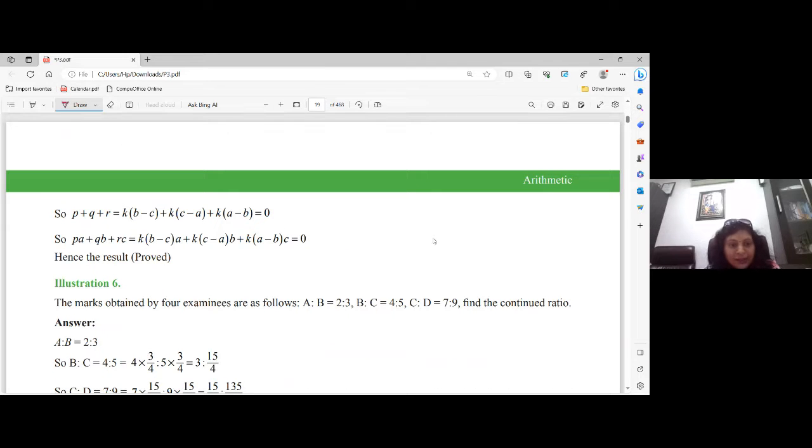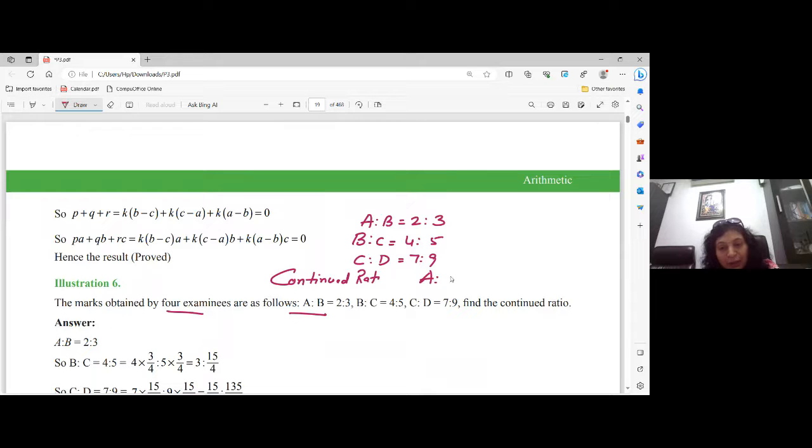Now the question says, the marks obtained by 4 examinees are as follows. A is to B is 2 is to 3, B is to C is 4 is to 5, and C is to D is 7 is to 9. Now you want to find the continued ratio. What does continued ratio mean? We have to find the ratio between all the 4 persons. So in that case, we have to combine these ratios.